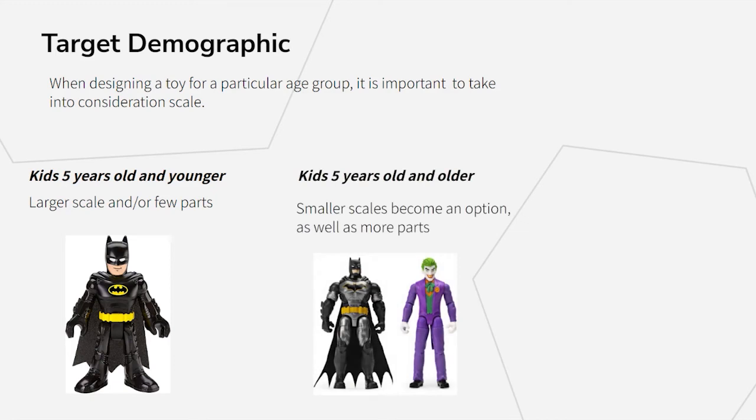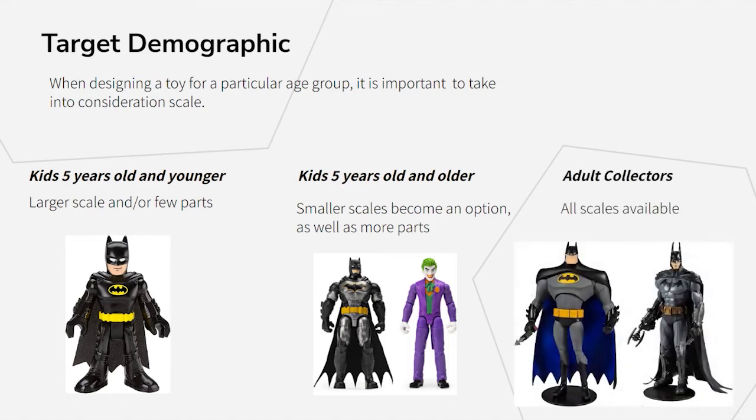Kids 5 years old and older. Smaller scales become more of an option, as well as more parts. Kids of this age will, of course, probably want a more accurate representation of their favorite characters, as well as the ability to move them in more ways than someone younger who really probably doesn't care. Lastly, adult collectors, all scales are available. Do what you want. You can make them incredibly screen accurate, or you can make them not. It's really up to what your customers want from your toy line.